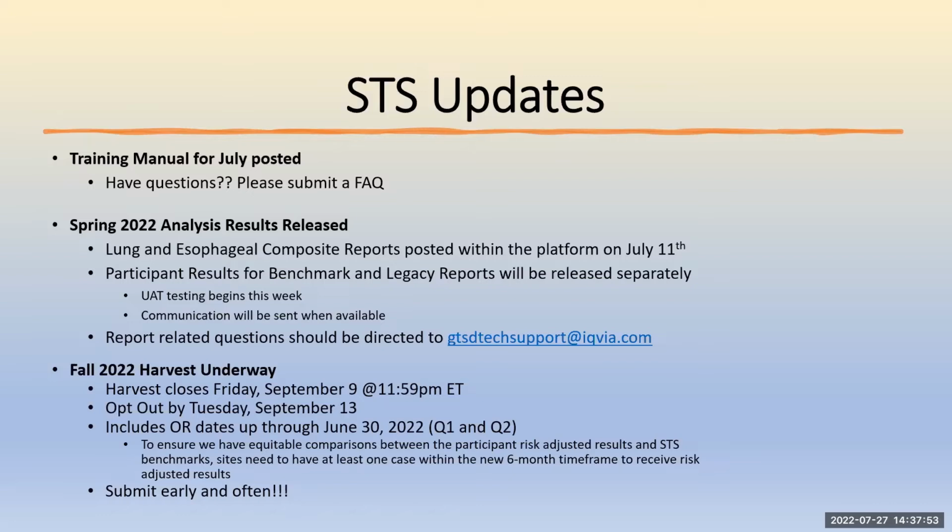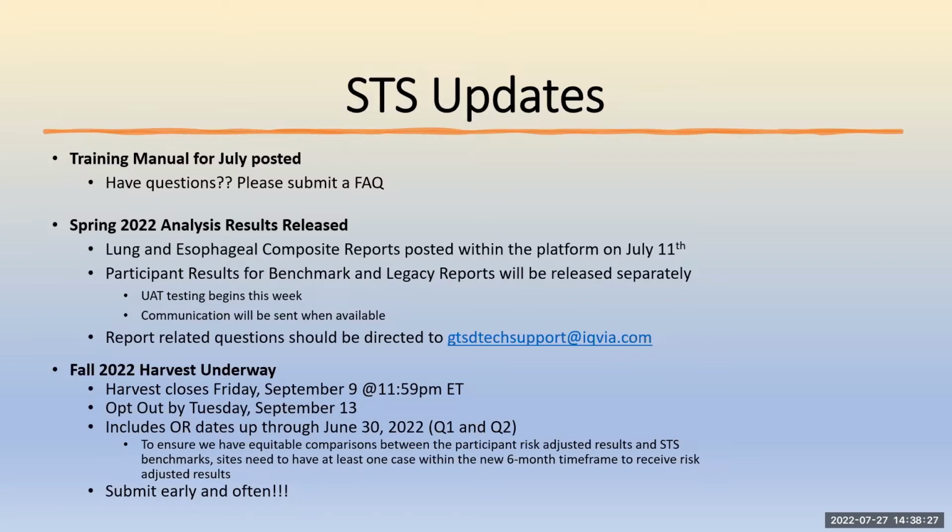Sites do need to have at least one case within the new 6-month time frame to receive risk-adjusted results. If you're not able to submit data for the most current 6 months for Q1 and Q2 for the fall 22 harvest, we do recommend that you opt out of the current harvest. If you have any questions related to that, please feel free to reach out to me directly. Happy to talk with you about that.